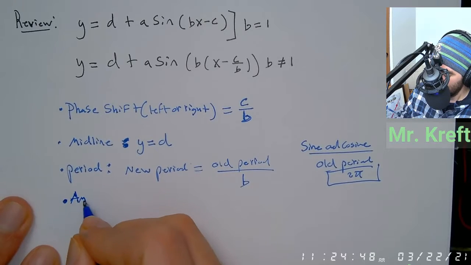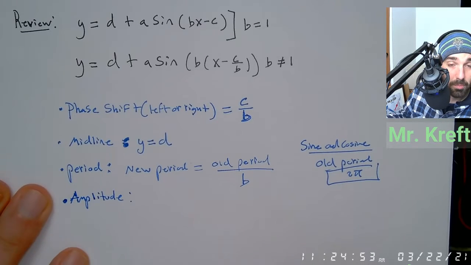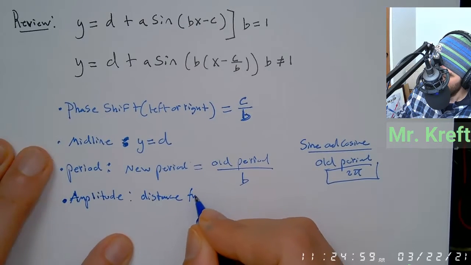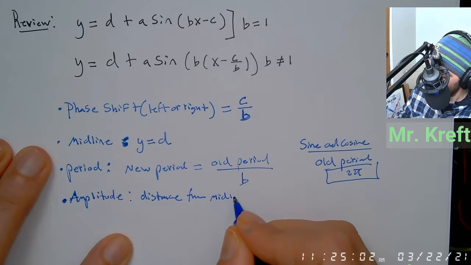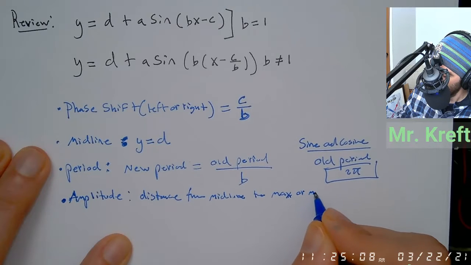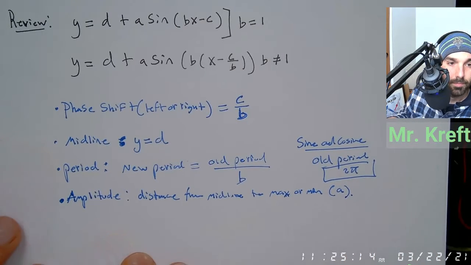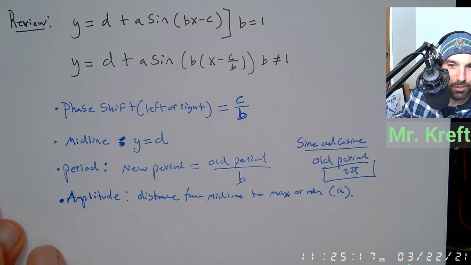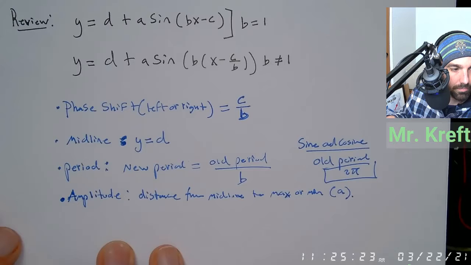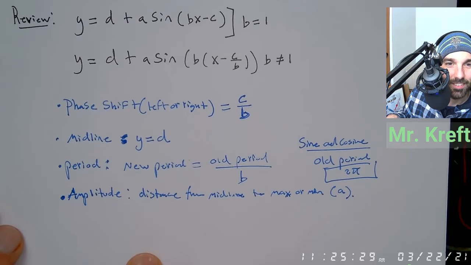Amplitude. What's amplitude? Amplitude is the distance from the midline to a max or min, and it's that a value. Sorry, my handwriting, I'm starting to look like a doctor here. So the distance from the midline to the max or the min, that's your amplitude. You can go up or down. Technically, they define it as up, but who am I to keep all you pessimists down?